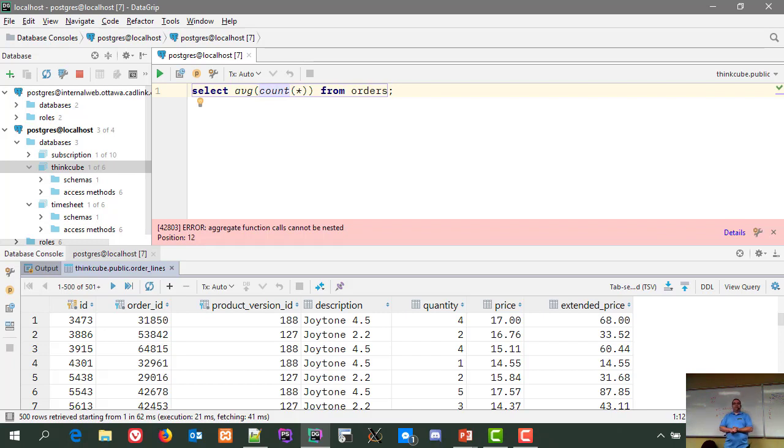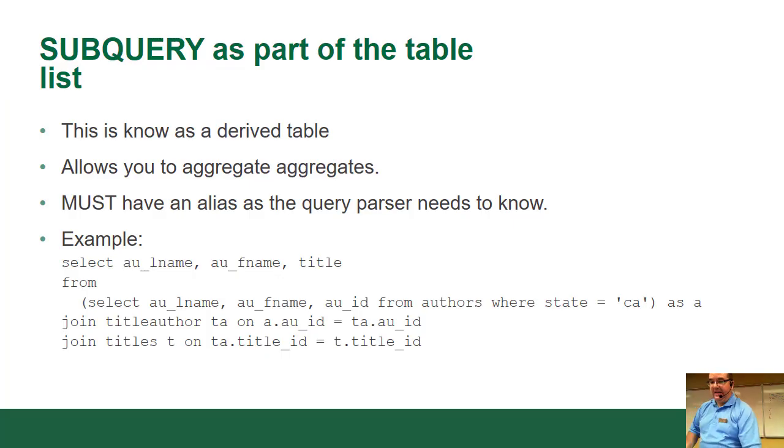Let's say I want to know the average count of orders. Totally useless query, by the way. But, you know, what's the average count of orders? I can't do that because you cannot aggregate an aggregate, because the aggregate happens at the end of the query. So it'll take the records, count them, but it's already done its round of aggregates. So it can't go back in again and do an aggregate on it because it's already finished. It can't do it a second time. But there is a way of doing this. And you use a derived table.